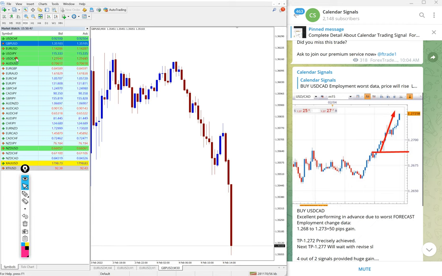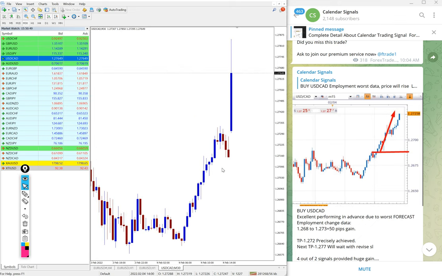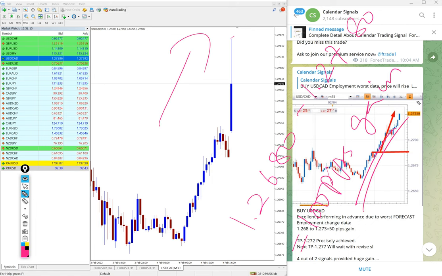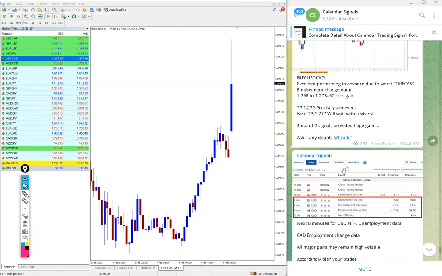Then the next signal performed was USDCAD buy. Let me open the USDCAD chart. You can see the clear uptrend and a very good performance. The entry at 1.2680, and it traded to 1.2780. We actually went higher, 1.2780, which is again another 100 pips gain on USDCAD. Very good profit.